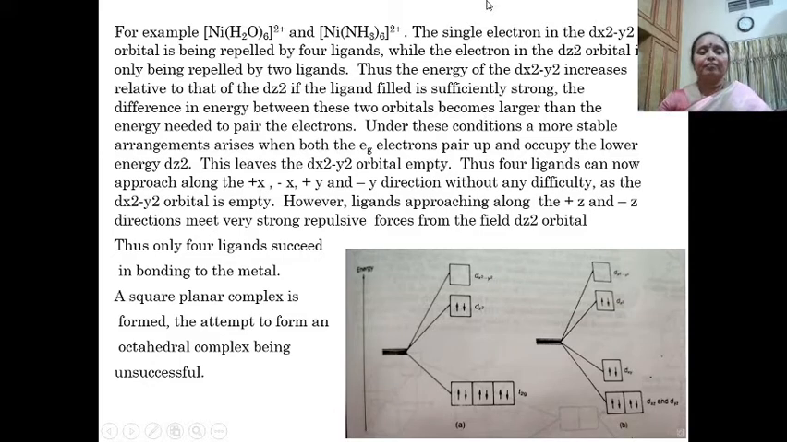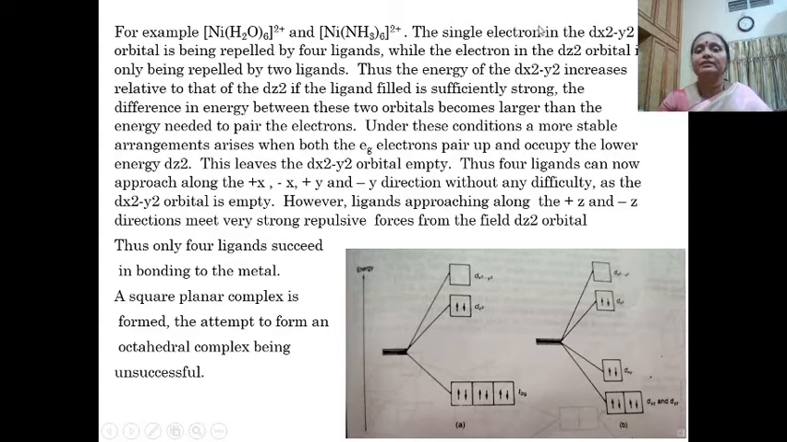Let us see two examples under this, that is hexaaqua nickel(II) and hexaammine nickel(II). In this case, ammonia and water molecules are different types of ligands, that is, the splitting caused by them is different. The single electron in the dx²-y² orbital is being repelled by the 4 ligands, while the electron in the dz² orbital is only being repelled by the 2 ligands.